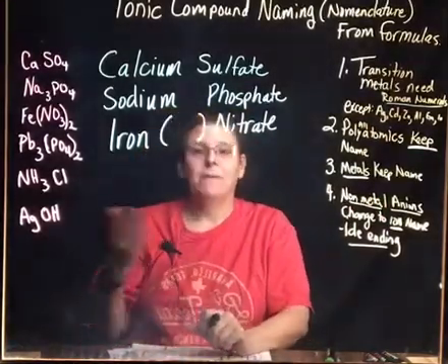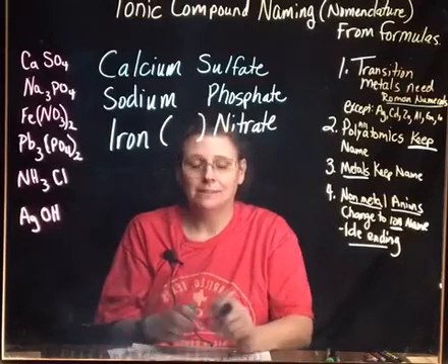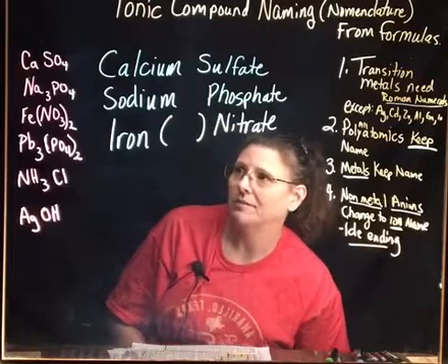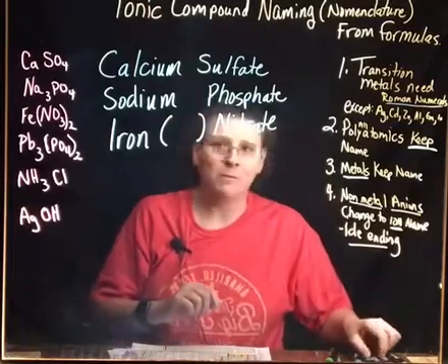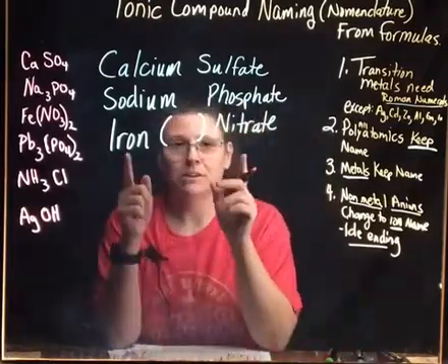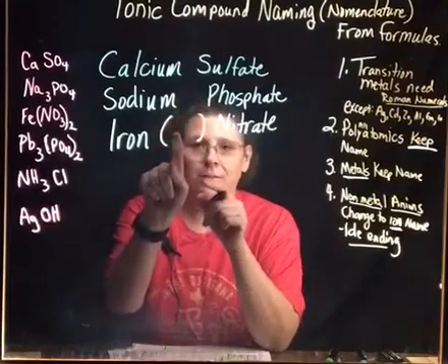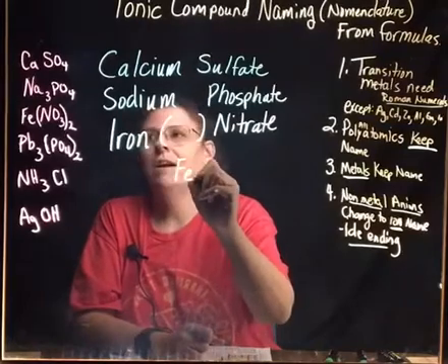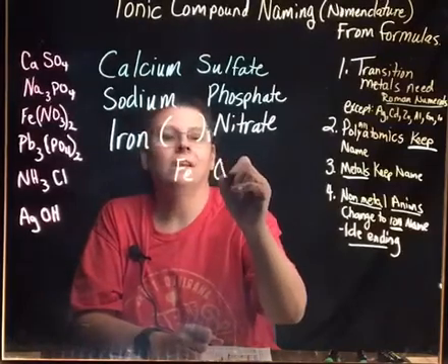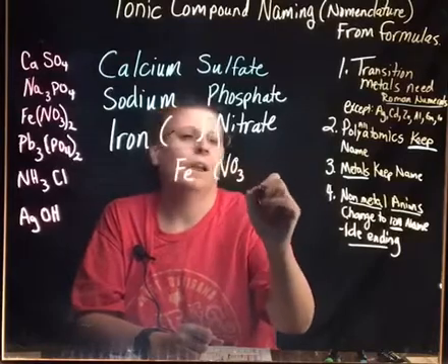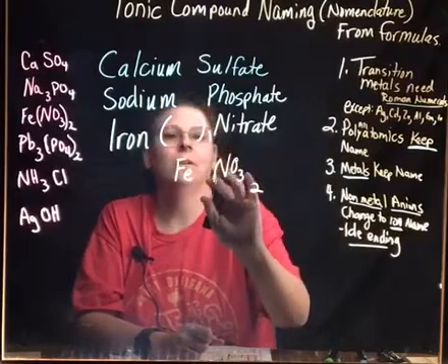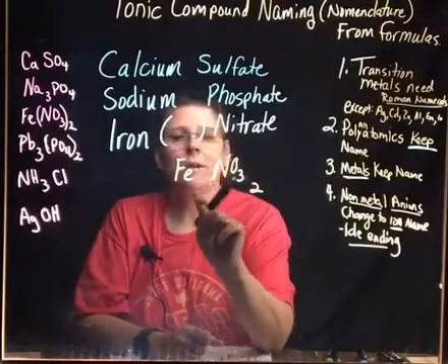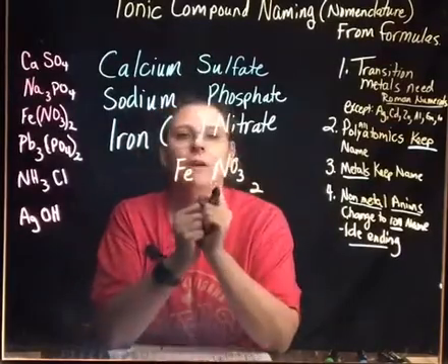How do I figure out what the Roman numeral is? This is going to take a little bit of work. If you remember from earlier, when we took names to formulas, well, you just do the reverse. So I have iron, and then I have NO3, and I have a 2 down here. Well, what would happen to this 2? What would have to be here? This is where we have to figure out what's going on.